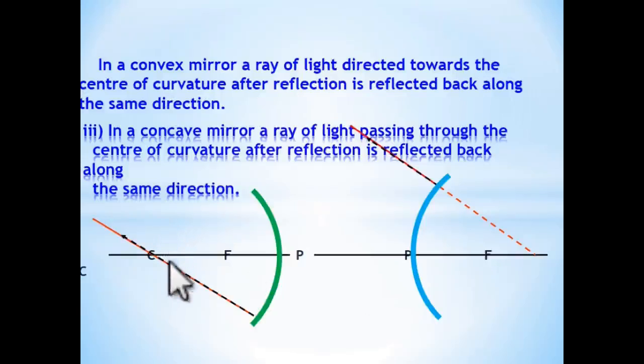The third rule is, in a convex mirror or in a concave mirror, a ray of light passing through the center of curvature after reflection is reflected back along the same direction. So if any ray is passing through C, after reflection it retraces its original path. So it's going like this, then again it will come back. So if any ray passing through the center of curvature gets reflected back.